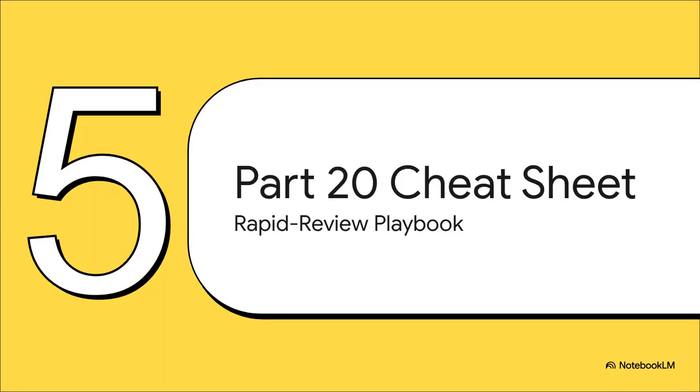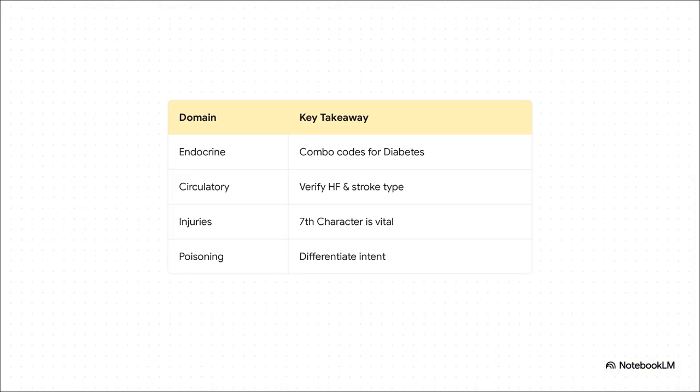Wow, we've covered some serious high-yield ground today. Let's bring it all together for our final section, the Part 20 cheat sheet. I highly recommend you hit pause and take a screenshot of this one-page visual summary, synthesizing the whole explainer. For endocrine, always use combination codes for diabetes with manifestations. For circulatory, verify your heart failure specificity and stroke type. For injuries, remember that the 7th character is non-negotiable and use your X placeholders. And for poisoning, always differentiate the exact intent and usage.